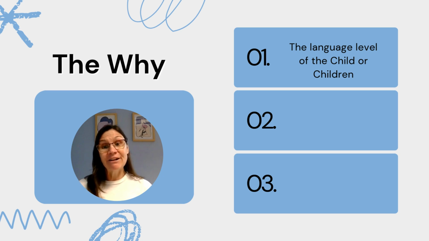It's not necessarily based on age. This could actually be based on the language acquisition. If you're teaching ESL, you may have a different vocabulary because these children already have a primary language and you're trying to link that to a second language. So understanding it's not the age, it's the language level of the child or children.